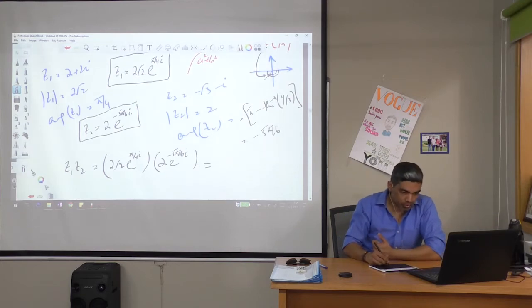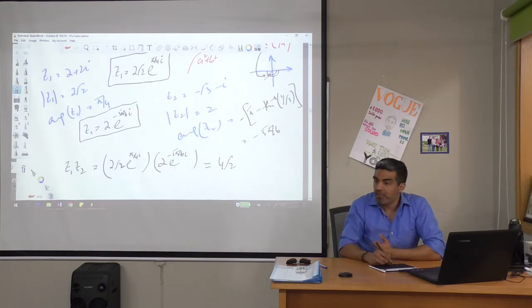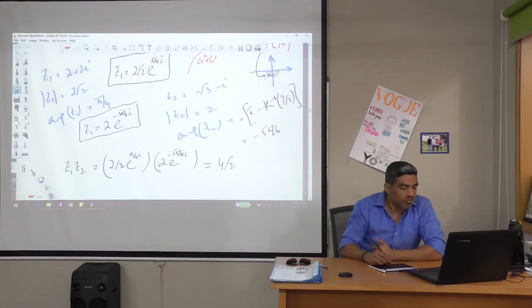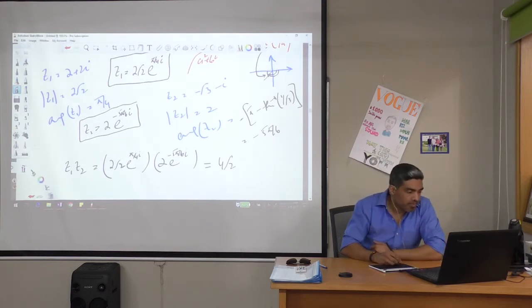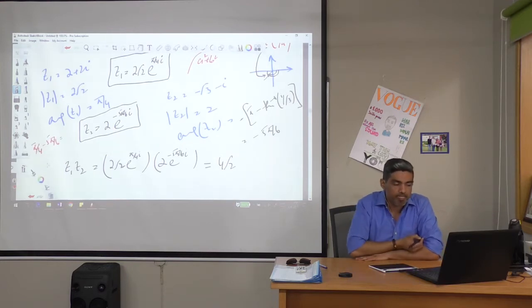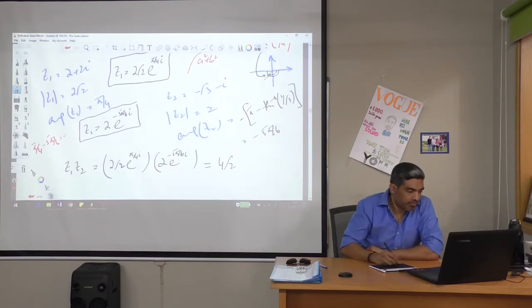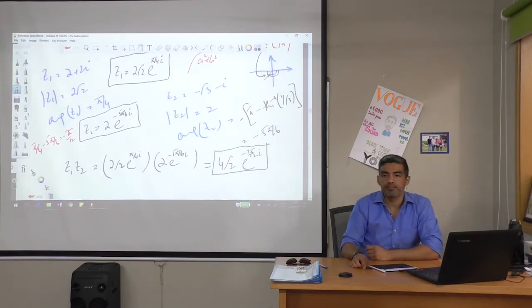How would you multiply them if you were simply multiplying these two brackets? You would multiply 2 root 2 by 2. That would give you 4 root 2. And then these two indices, because the bases are the same, the powers would be added. You would do pi by 4 plus minus 5 pi by 6. So pi by 4 minus 5 pi by 6. Can you give me the answer to this? Minus 7 over 12 pi. Minus 7 pi by 12. So your answer is 4 root 2 e to the power minus 7 pi by 12 i. That's your answer to the multiplication.